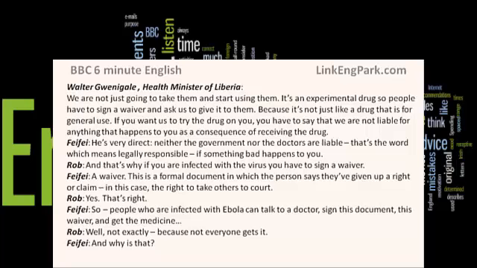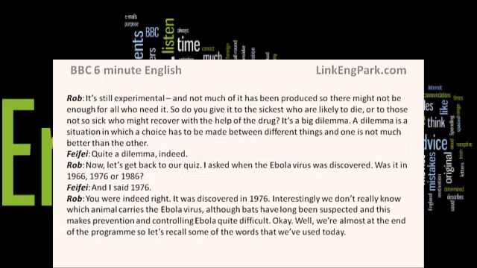Yes, that's right. So people who are infected with Ebola can talk to a doctor, sign this document, this waiver, and get the medicine? Well, not exactly, because not everyone gets it. And why is that? Well, it's still experimental, and not much of it has been produced, so there might not be enough for all who need it. So do you give it to the sickest who are likely to die, or to those not so sick who might recover with the help of the drug? It's a big dilemma. A dilemma is a situation in which a choice has to be made between different things, and one is not much better than the other.